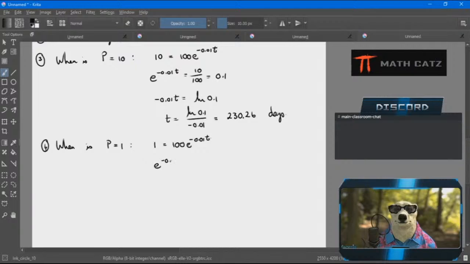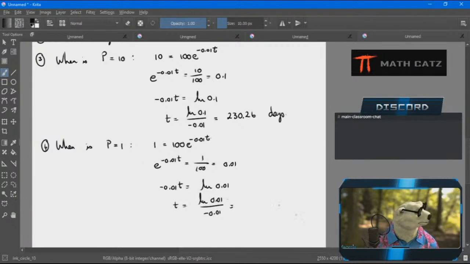So e to the negative 0.01 t is then 1 over 100, which I can simplify to 0.01. So negative 0.01 t is natural log of 0.01. I can't cancel these 0.01s. This second one is in the function, in the log function. So t is log of 0.01 over negative 0.01. So let's see what that is.